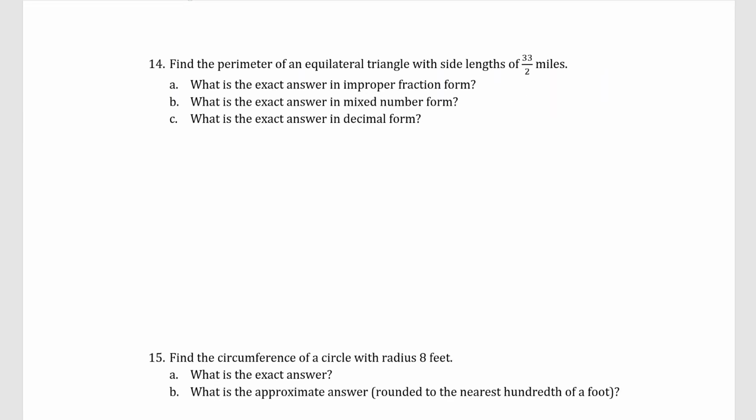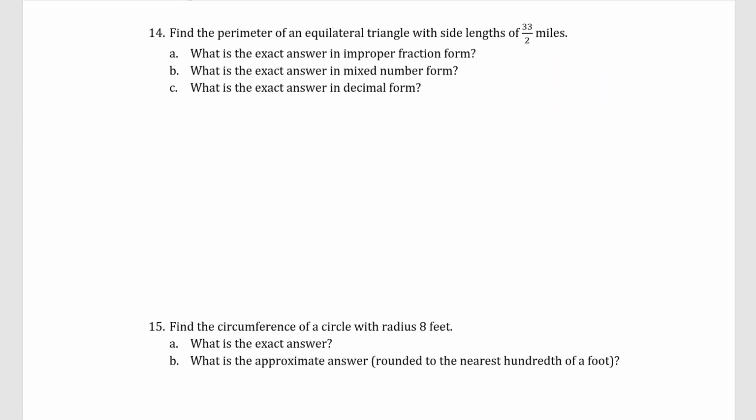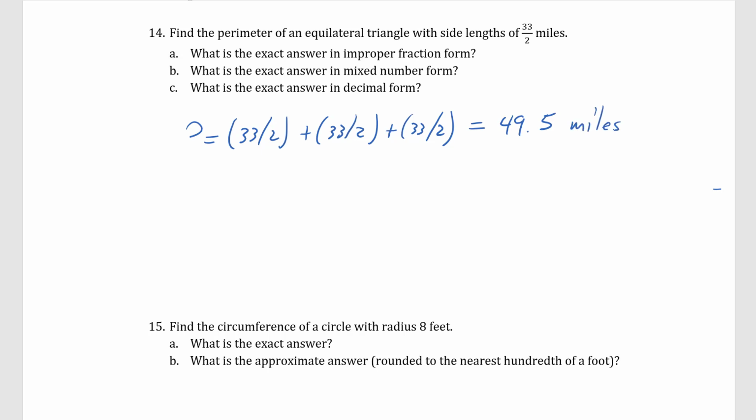All right. 14 asks us to find the perimeter of an equilateral triangle. The word equilateral means equal sides. So when it says side lengths of 33/2 miles and it's equilateral, that means all those sides are the same length. So our P is going to be 33/2 plus 33/2 plus 33/2. And that is going to give us 49.5. That's in miles. That is our exact decimal form, so that is answer C.